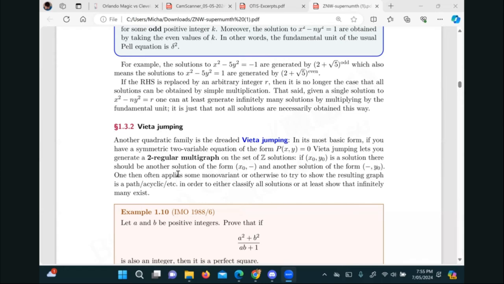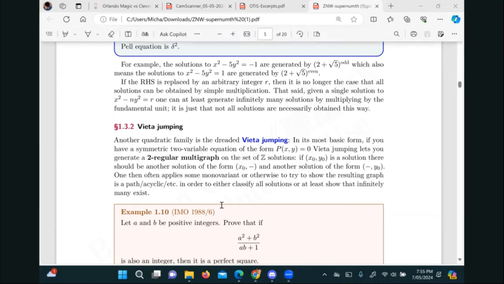But I guess the main thing is you're transferring from one solution to another, yeah? And then something about the solutions means the process needs to terminate. So how would we start this one? Maybe we can try to figure out what Vieta-Jumping is.